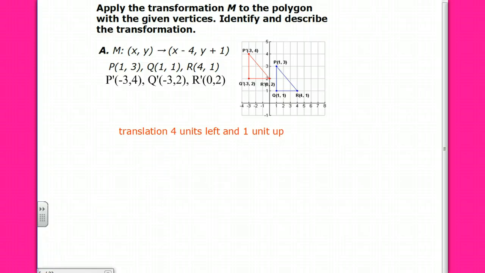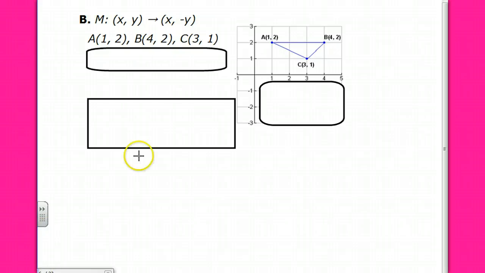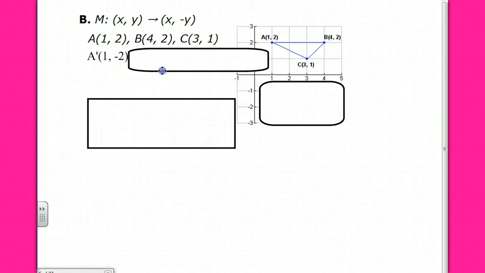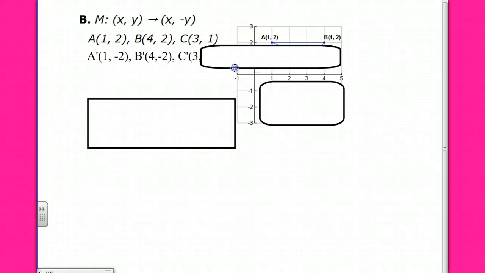All right, so let's try a second transformation. Pause the video and find the coordinates of our new figure, the image, given this pre-image. Okay, make sure you pause and apply that rule. And once you have, A prime becomes 1, -2, right? B prime becomes 4, -2. And C prime becomes 3, -1.